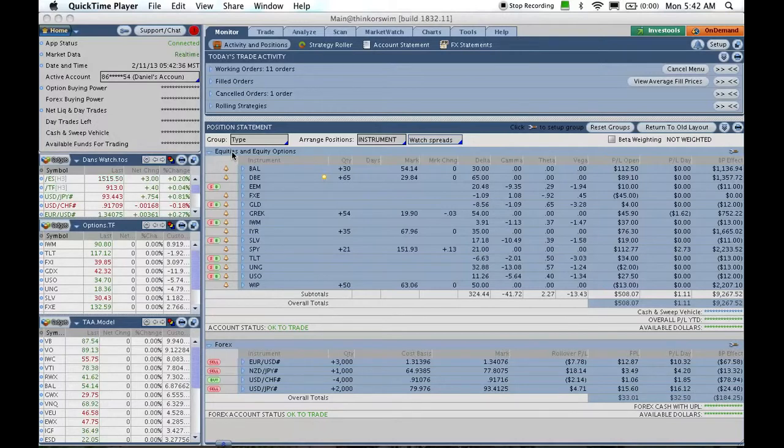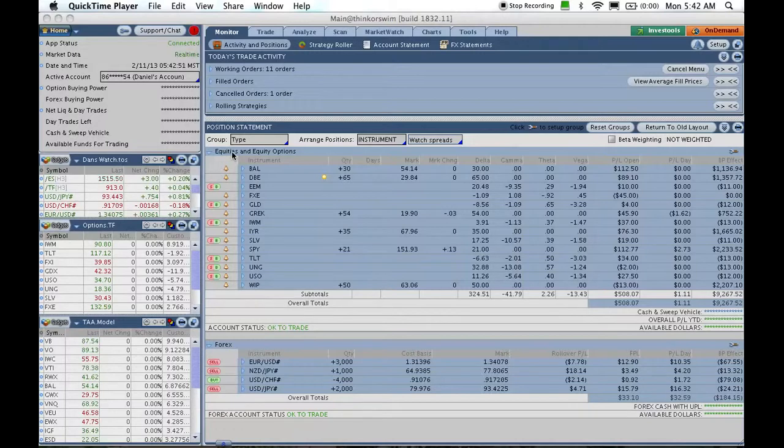Today is Monday, February 11th, and it's about 5:45 a.m. Mountain Time, which is just under 2 hours before the market opens here. This video is a brief overview of what it looks like to trade the Theta Trend system.